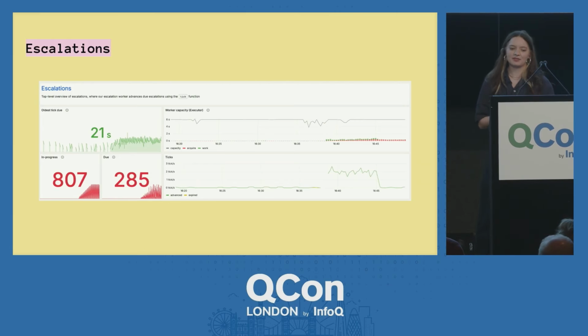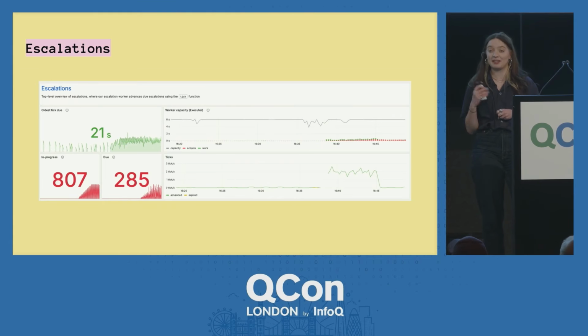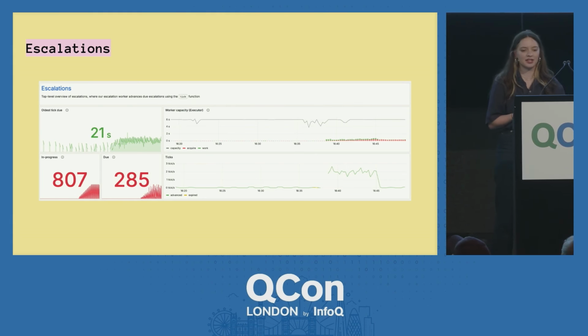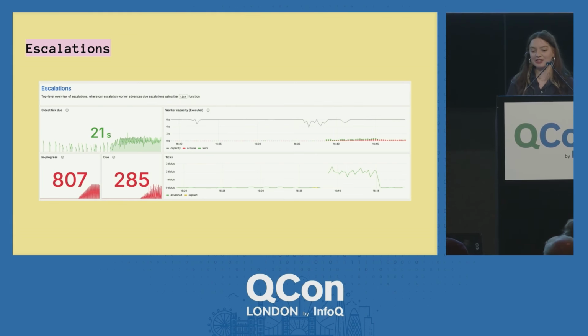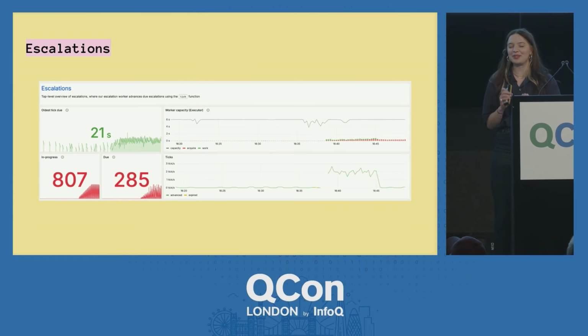Taking a closer look, our escalation system runs on a Postgres queue, which means we need to know that we're processing it at a really healthy rate. We track the oldest item in the queue and how much of our capacity we're using at any point. And it's really important that this dashboard looks scary and red if anything is wrong, even if it's minor. So false alarms are okay.